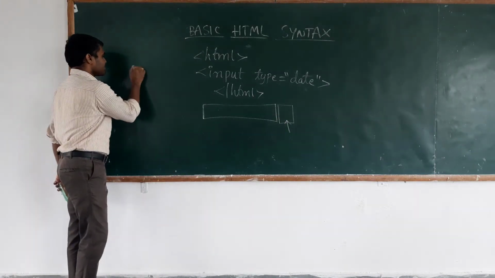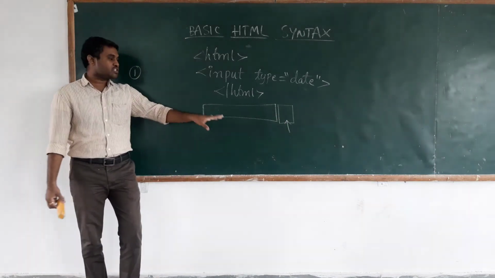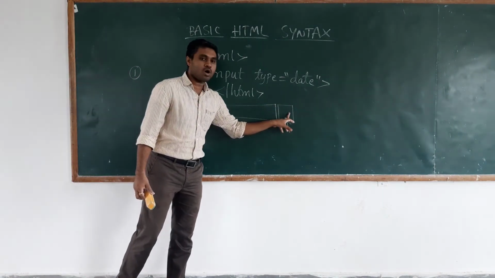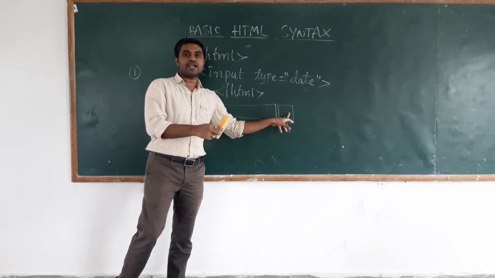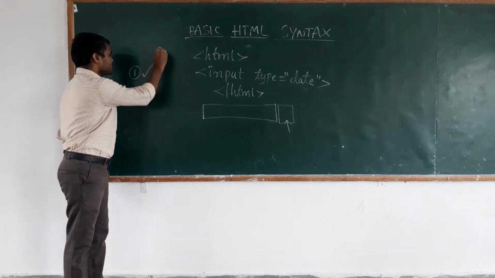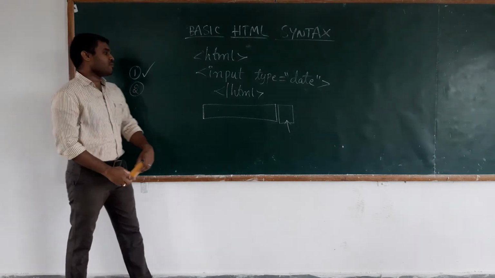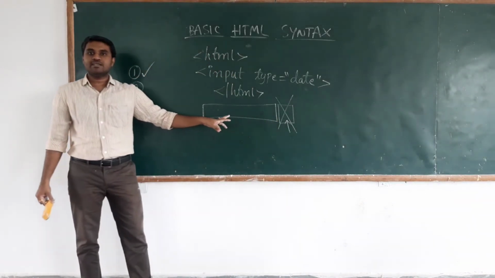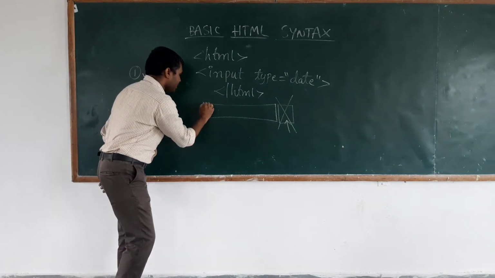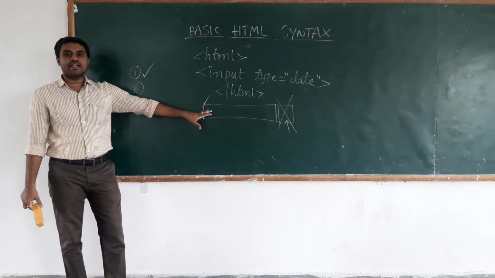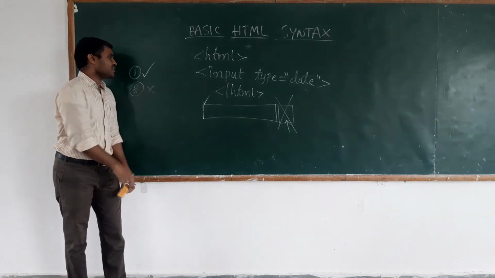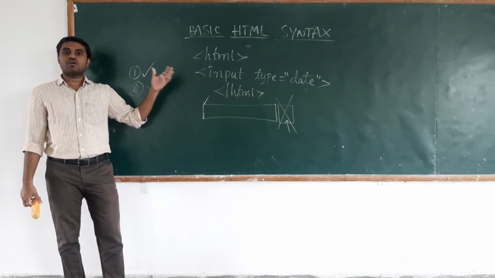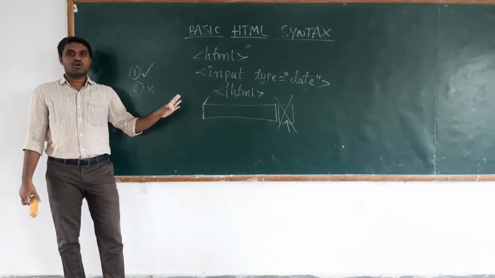Some browsers will display this single entry text box along with this small box through which the user can select a date. Some web browsers will not display this small box and only display the single entry text box. So from this example we can say that the output of HTML tags, or of an HTML program, is always browser dependent.